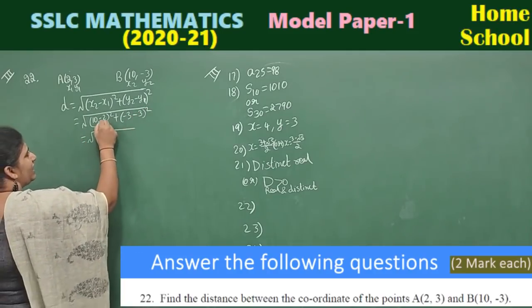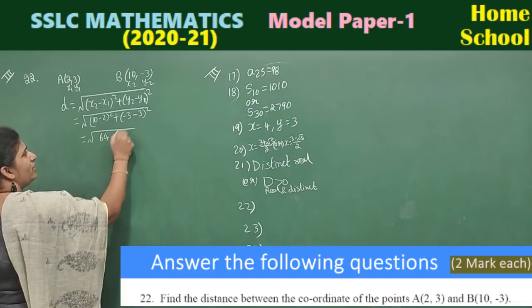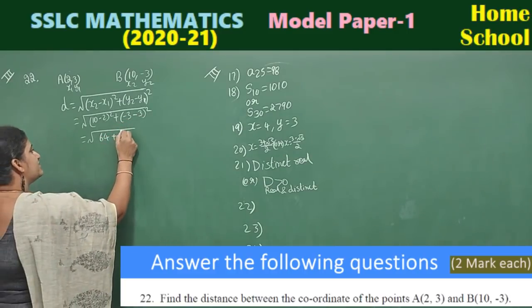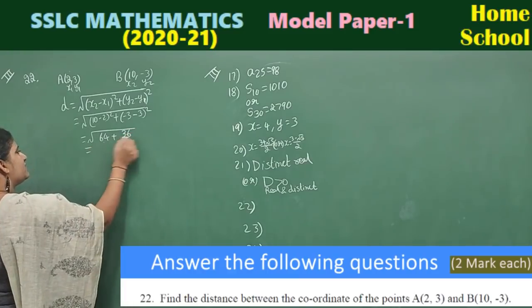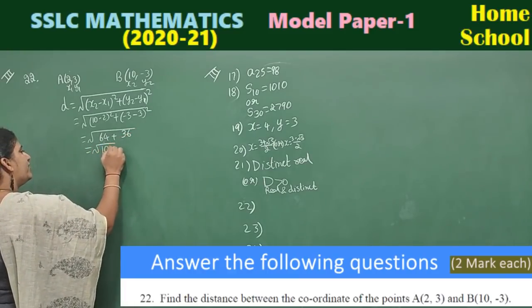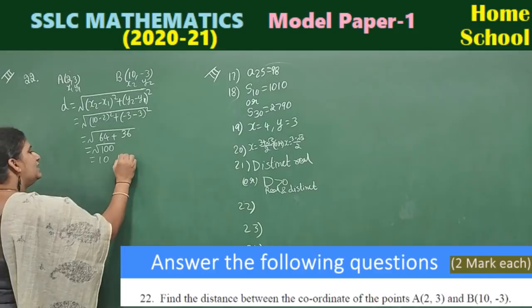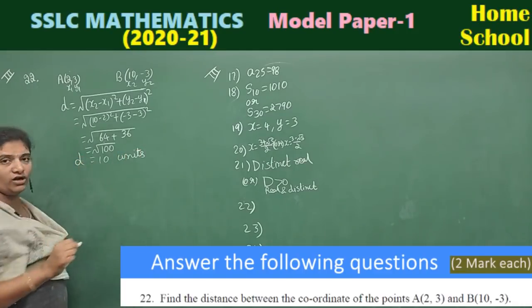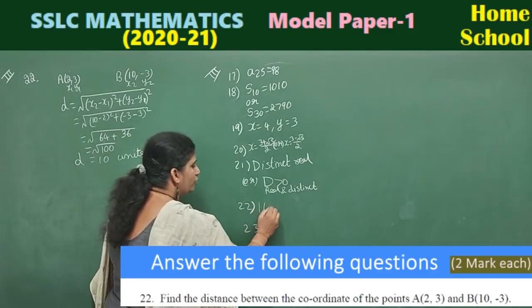10 minus 2 will be 8. 8 8s are 64. Minus 3 will be minus 6. Minus 6 whole square is 36. 36 plus 64 will be 100. Square root of 100 will be 10 units. Don't forget to write distance is equal to 10 units.